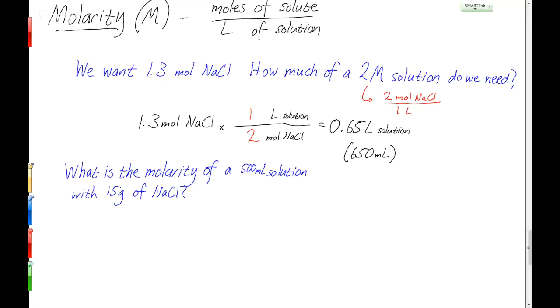What's that molarity? In order to get molarity, we need to divide moles by liters. We've got liters, well, we've got 500 milliliters, which is 0.5 liters, but we don't have moles. So we need to convert that 15 grams into moles first, and then we can divide by the volume.